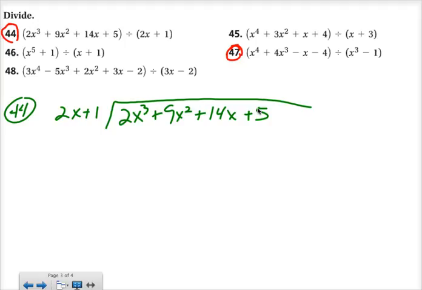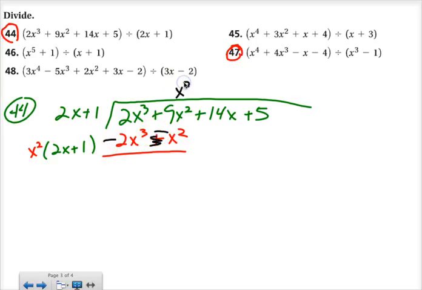All right, so just like before, we start with our 2x plus 1, and we try to figure out how do you get that to be 2x cubed. Well, you're going to need an x squared to make that happen. So you multiply that out, and you get 2x cubed plus x squared. You change the signs, and you add, and you realize that your little x squared did its job, so it gets up there, place of honor. And then we have 8x squared. You bring down the next term.